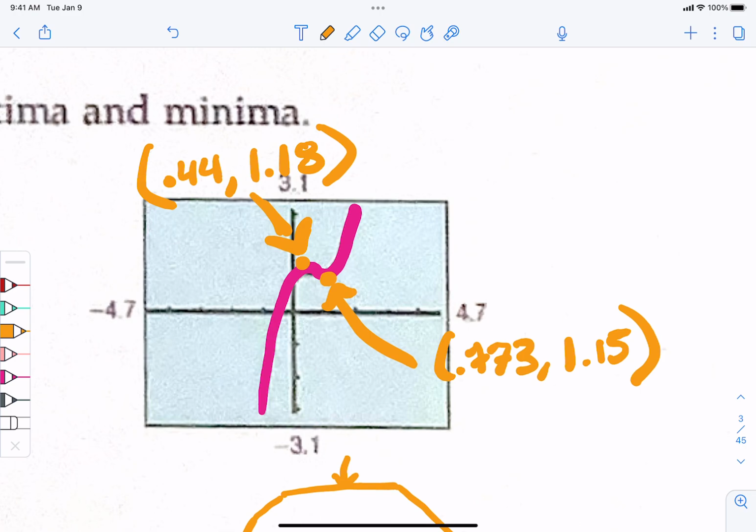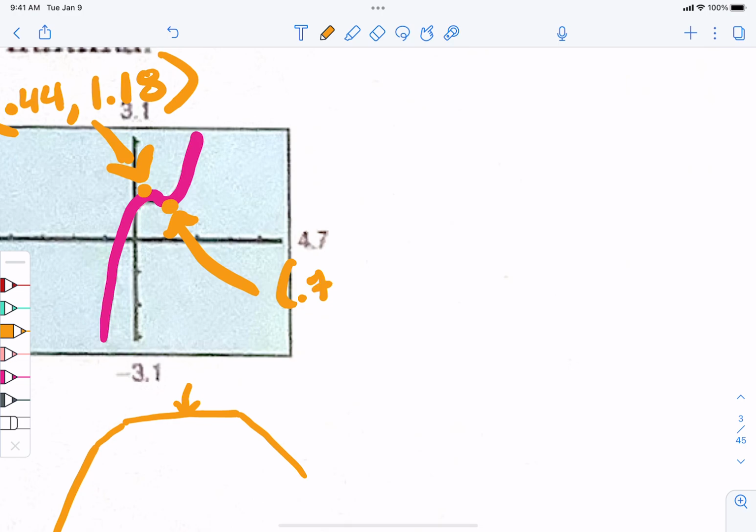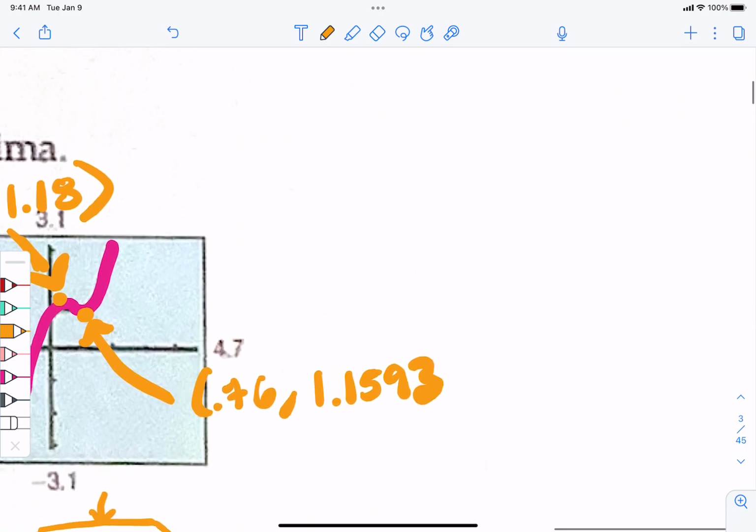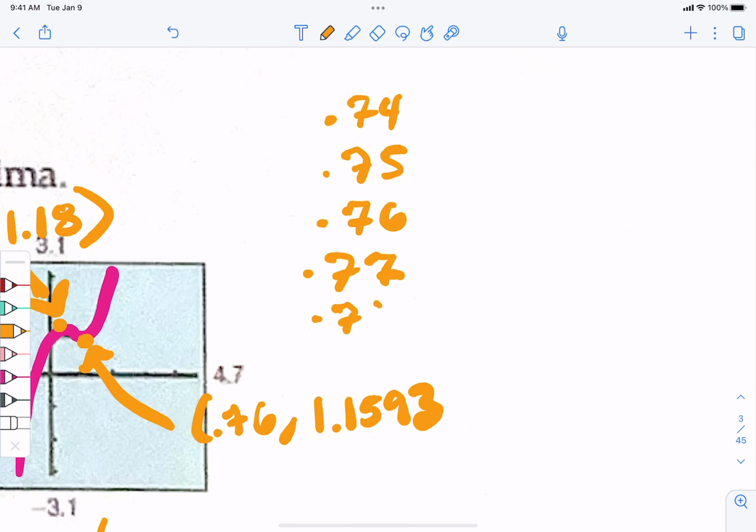Okay, so if you go on your table and you scroll up and down, it goes from like 1.1 something, and then it goes down all the way. We're looking at the y, 0.76. Yeah, we're gonna go 0.76, comma, 1.1593. Okay, so if you looked at your table, we had like 0.74 and 0.75 and 0.76 and 0.77 and 0.78.